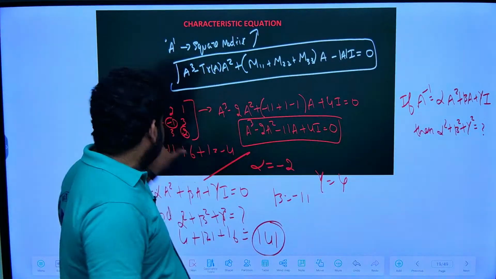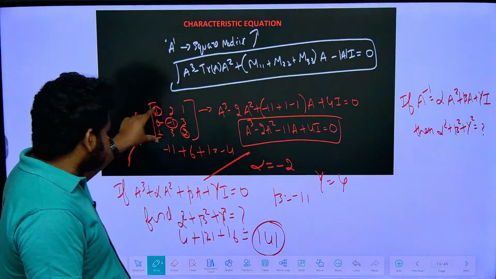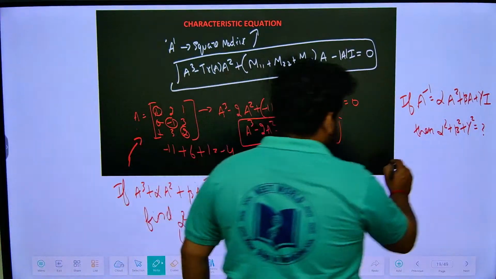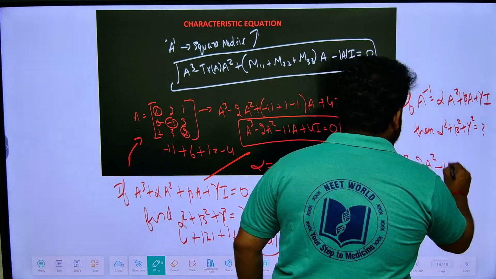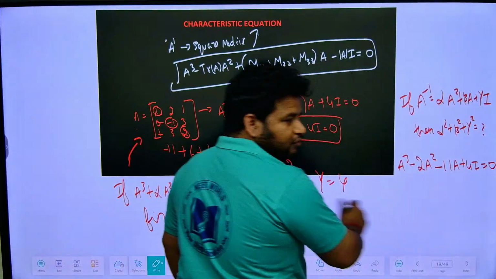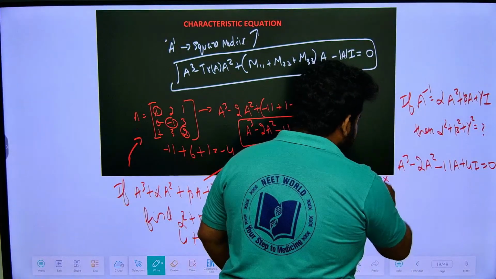So first of all, any question is given, find the characteristic equation. For this given matrix, what is the characteristic equation? Write down that first. It is A cube minus 2A square minus 11A plus 4I is equal to 0. Now for both LHS and RHS, multiply with A inverse.